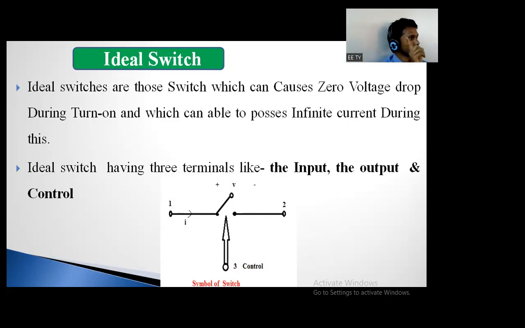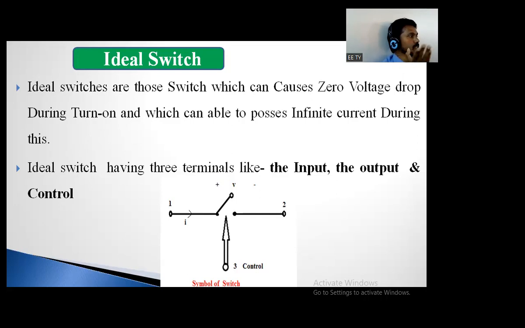Is it right? When the switch is closed and the current is flowing from source to load, if any voltage drop is present across the switch, then what will happen? Power losses will occur. For example, we have given a supply of 230 volts and across the switch 20 volts are dropping during the on period.